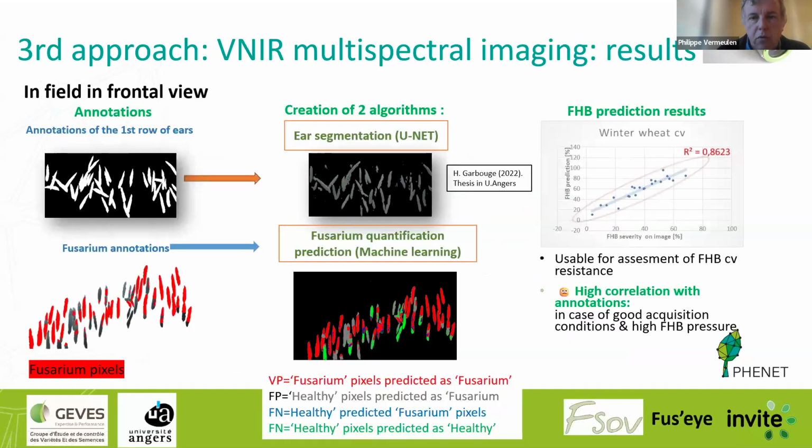So the same technique was also used in the field, in frontal view. From the images, GBS made some annotation on the first row of ears and on Fusarium infection. Based on that, two algorithms were developed, one for ear segmentation and one for Fusarium quantification. Here on the right, you can see the results, showing the severity assessed on the RGB image and the predicted value.